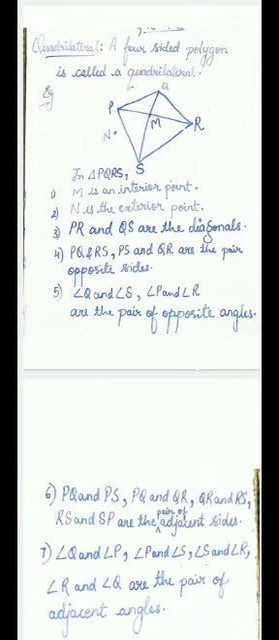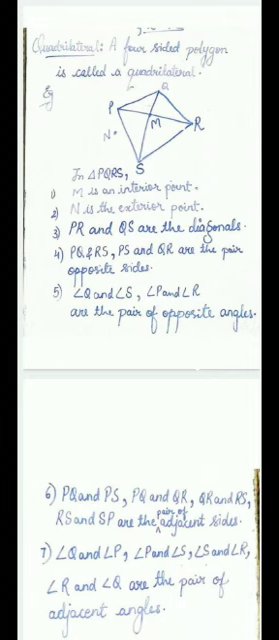Point P and point R are the opposite points, and when we join these opposite points, it will form a diagonal. Similarly, point Q and point S are the opposite points, and when we join these opposite points, it will form a diagonal. So PR and QS are the diagonals.